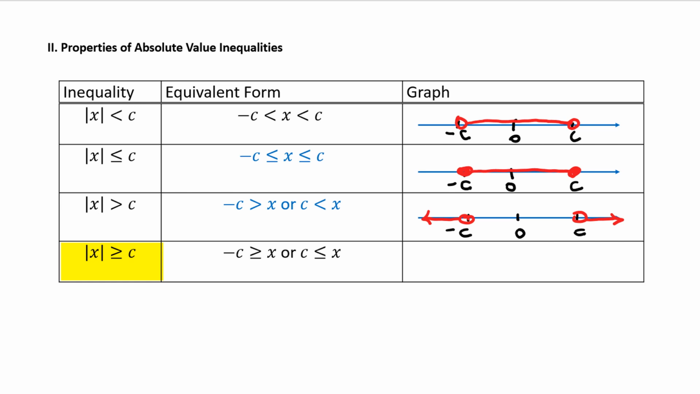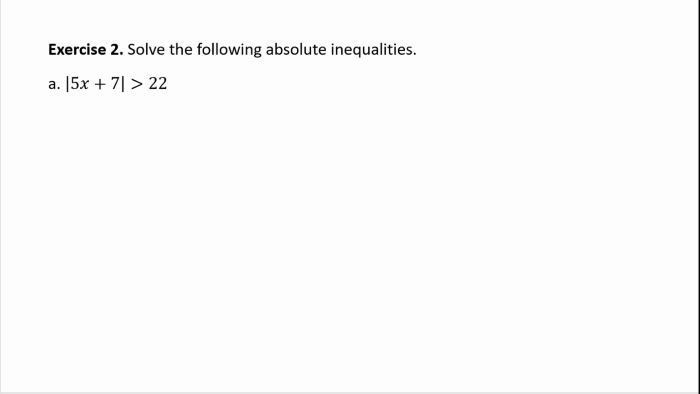Again, the number line is split. At negative c, there is a solid dot, and the line extends to the left. At positive c, there is also a solid dot, and the line extends to the right. Solve the following absolute value inequality.